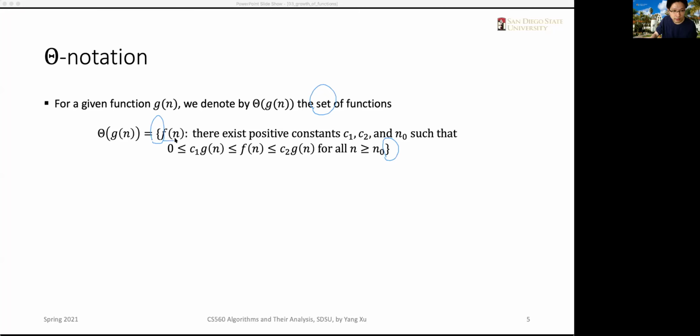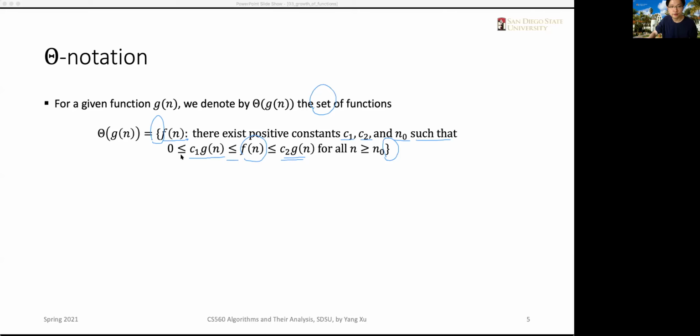So for example, f of n is one element in this set, and f of n must satisfy the condition described after this colon, okay? So what is the condition? The condition says that for each element in this set, there exist positive constants C1, C2, and n0, such that f of n should be greater than or equal to C1 times g of n, and smaller than or equal to C2 times g of n, okay?